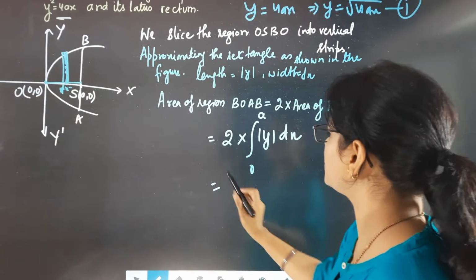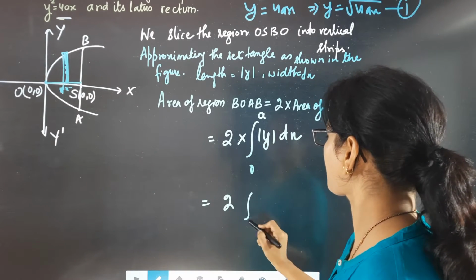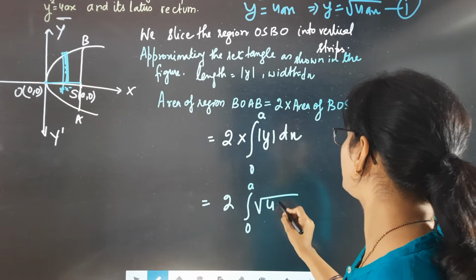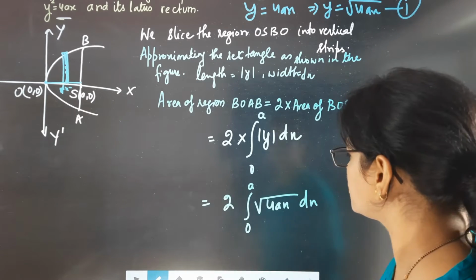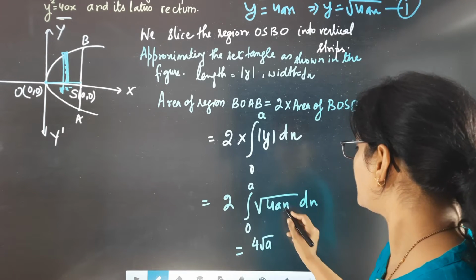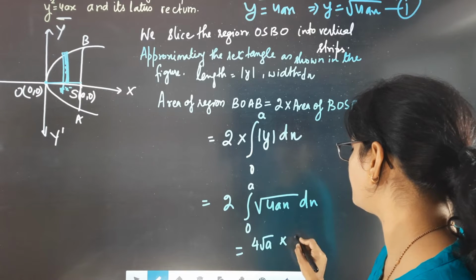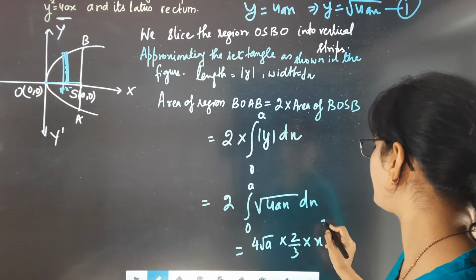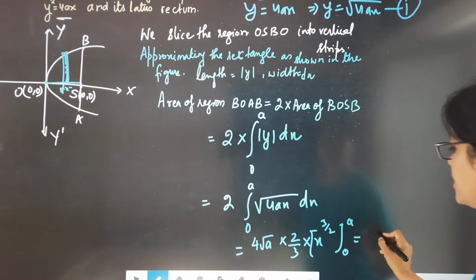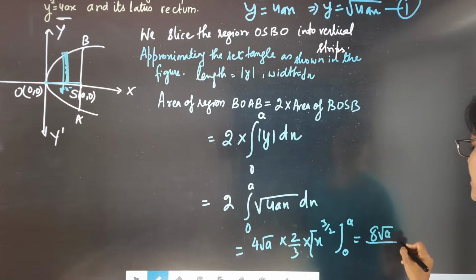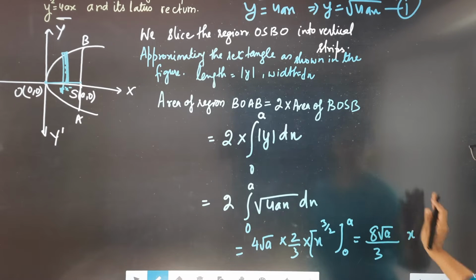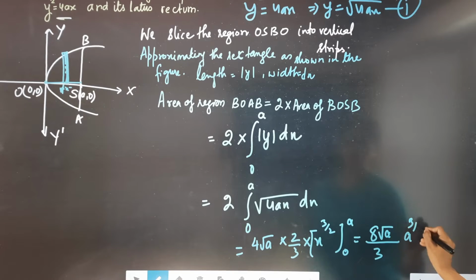So now with this we can write 0 to a, this part is going to come as root under 4ax dx. So this 2 will go out, it will become 4 root under a. Now root under x integration will become 2 by 3 into x to the power 3 by 2. Now upper limit is a, lower limit is 0. So it is going to come as 8 root a by 3, and here a to the power 3 by 2.